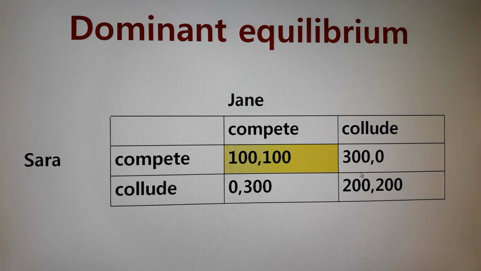Here, Sarah and Jane decide to collude, so they are supposed to get 200. One day, Sarah gets 0 instead of 200. And Sarah is suspicious that Jane deviated, so that Jane got 300 and Sarah gets 0. In this setup, that would be the only answer.